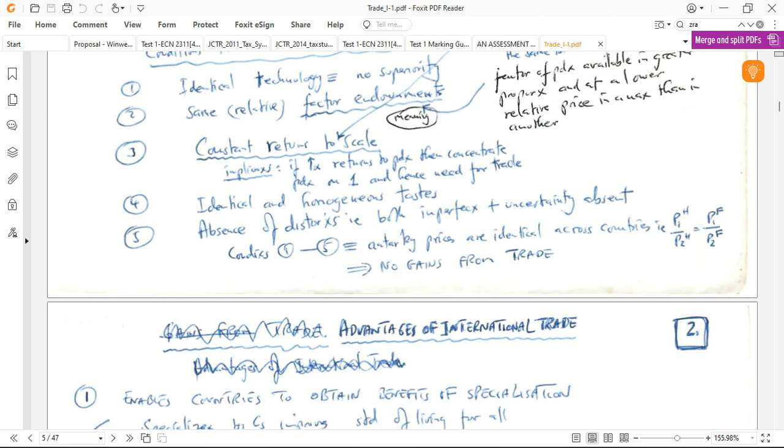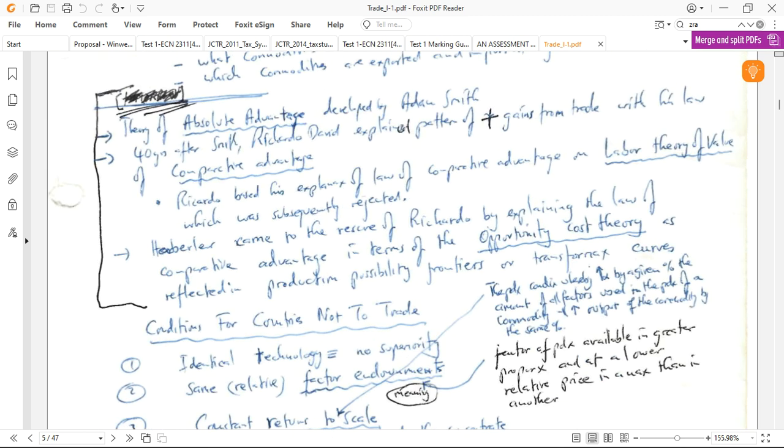So those are some of the conditions or reasons that can stop countries from trading. The flip side of these can actually allow countries to trade. So if you know the negative side, you just flip it, which means you'll be able to know the positive side.